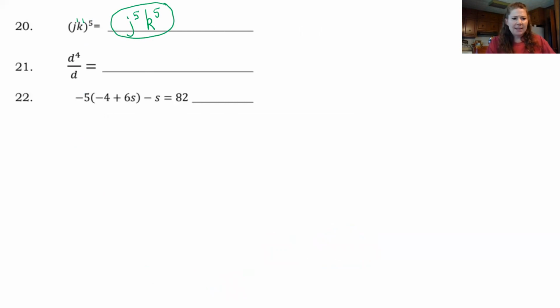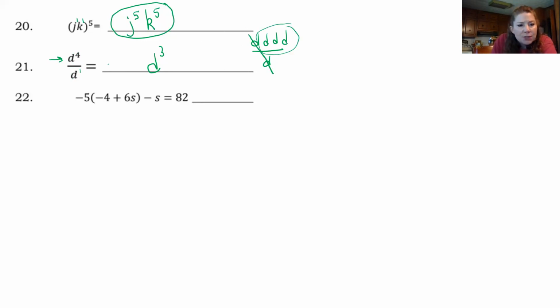All righty. And then number 21. We're having division. So the rule is you subtract those exponents. So make sure if you don't see an exponent, it's a 1. So 4 minus 1 is 3. And that d stays in the numerator because there's many more d's in the top than the bottom, right? So those two will cancel each other out and we're left with 3 d's in the numerator.